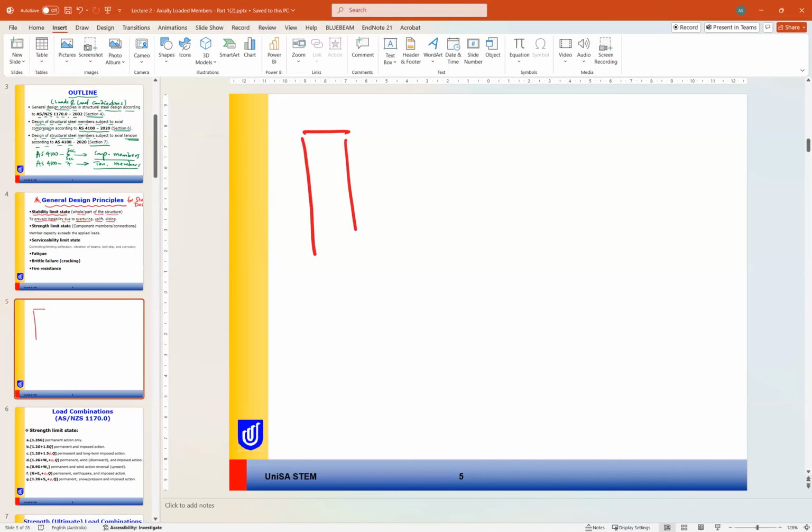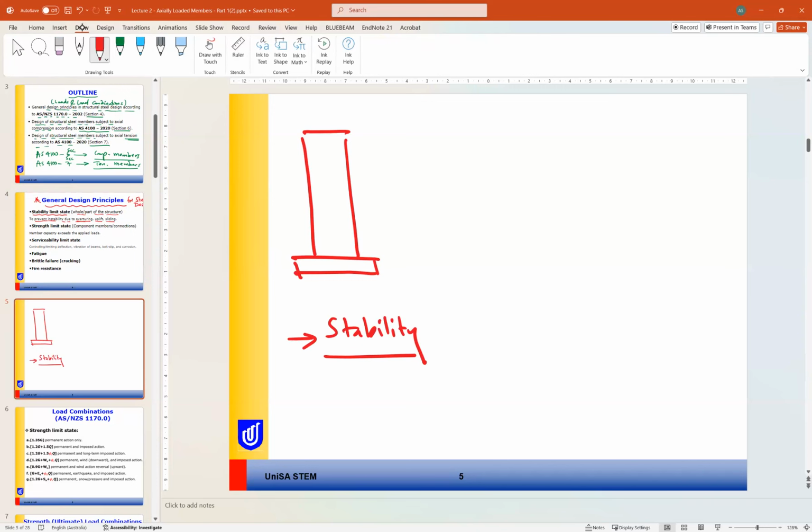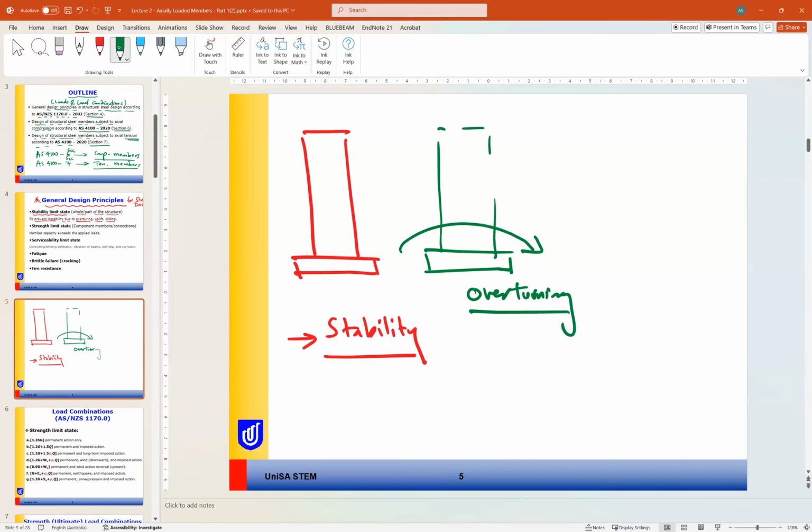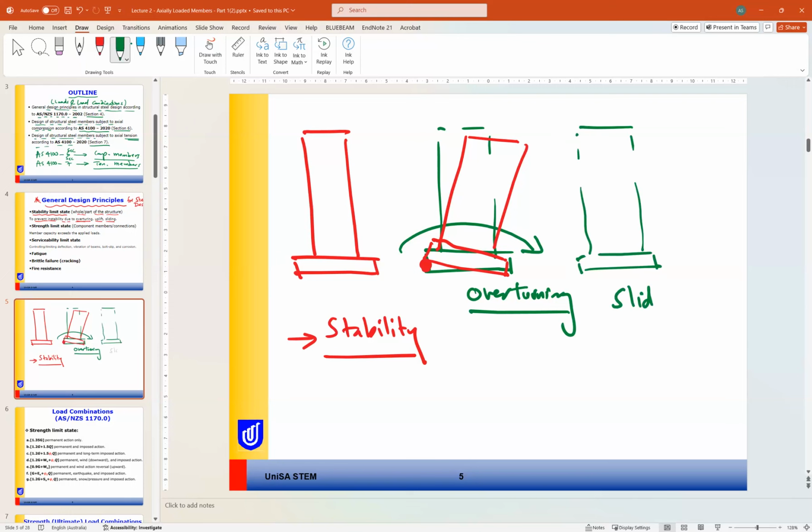So the first thing for the structures, one of the requirements is the stability requirement. The stability requirement means we need to make sure when we are designing our building that this building will not be unstable due to overturning. So this is the first issue we can have. Overturning means the building may rotate about this point, for example. So this overturning. Also, we are worried about sliding of the building.